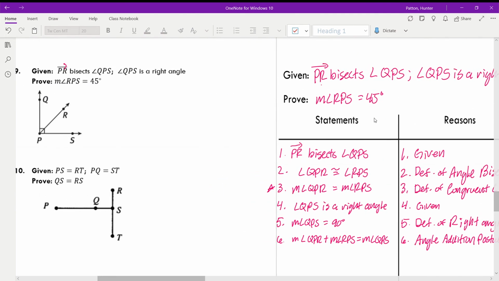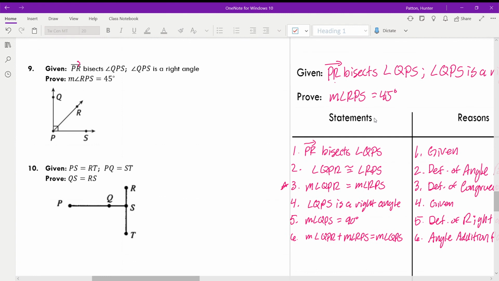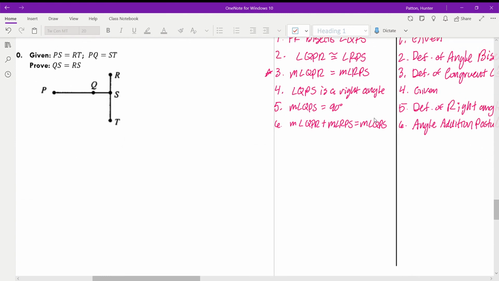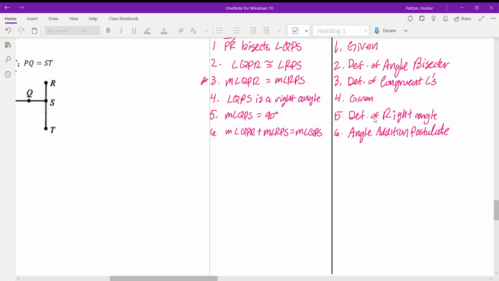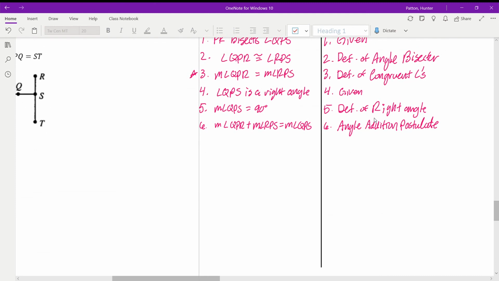And if we look at our picture, it makes sense. QPR plus RPS equals QPS. Now, let's plug in what we know. We can do a bunch of plug-ins at once. First, I know that QPS is 90. I'm going to go ahead and plug 90 in right here.